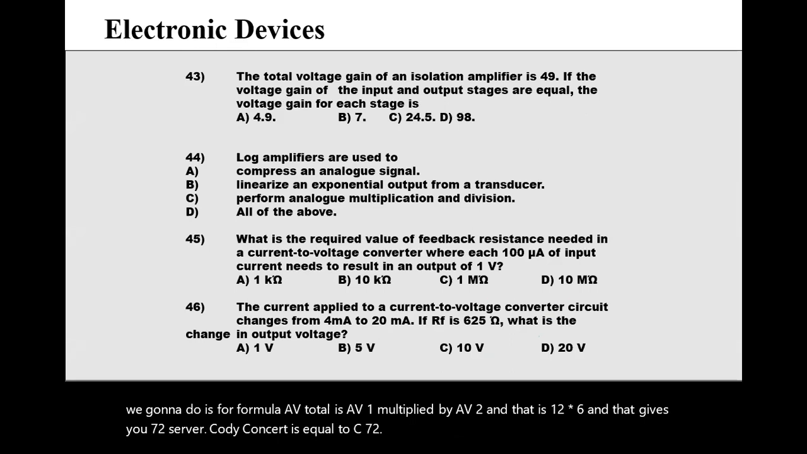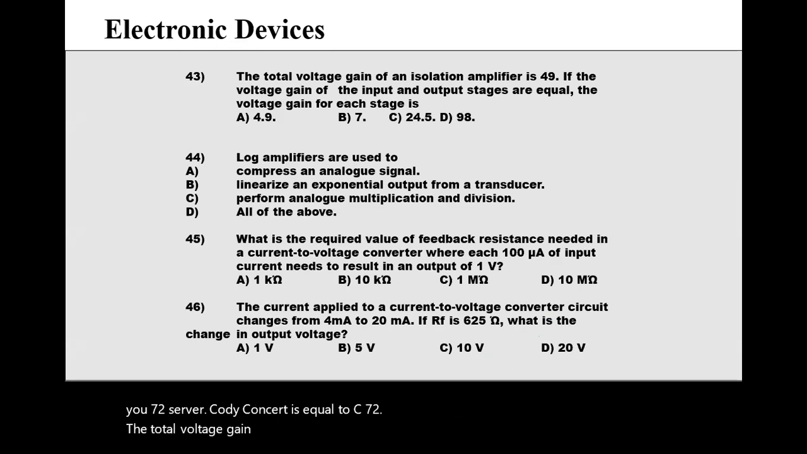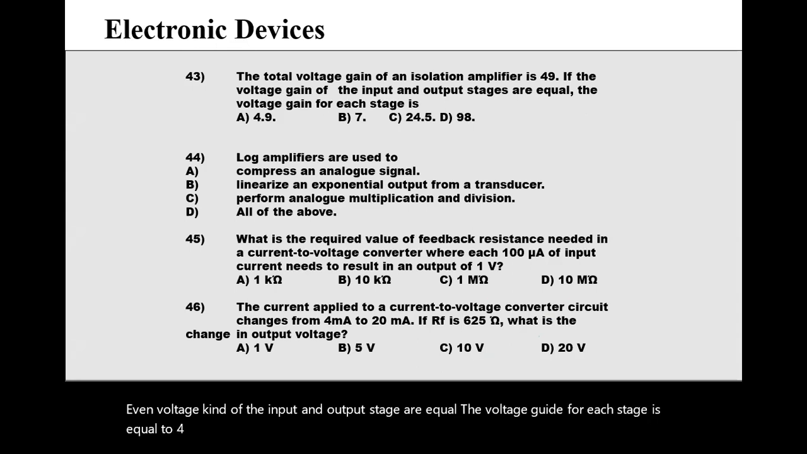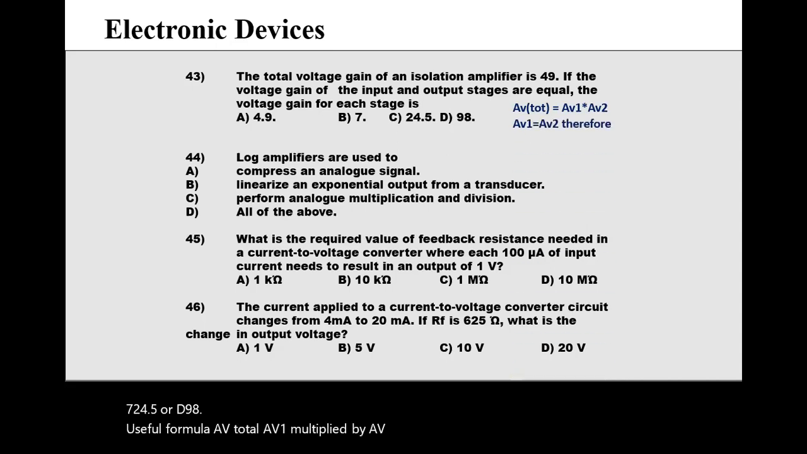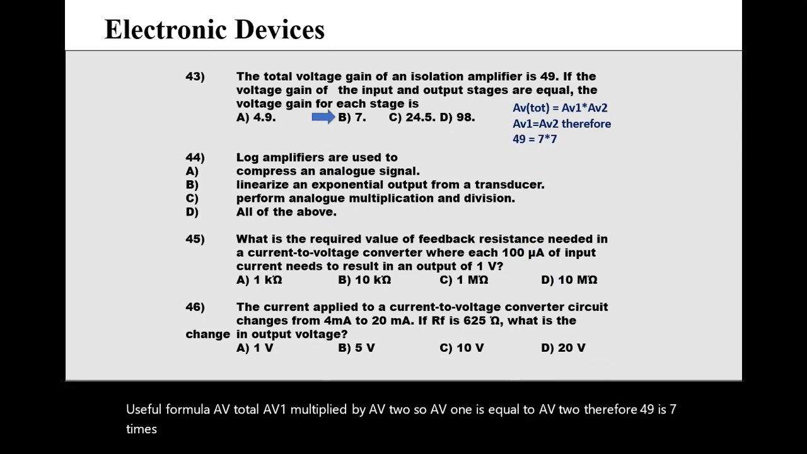The total voltage gain of an isolation amplifier is 49. If the voltage gains of the input and output stages are equal, the voltage gain for each stage is equal to 4.9, 7, 24.5, or D, 98. Use the formula AV total is AV1 multiplied by AV2. So AV1 is equal to AV2, therefore 49 is 7 times 7. The correct answer is B.